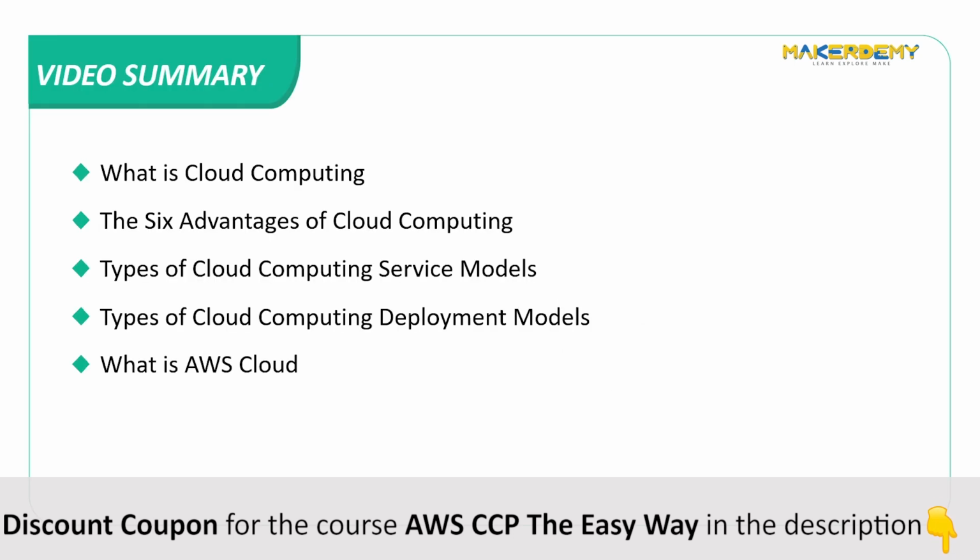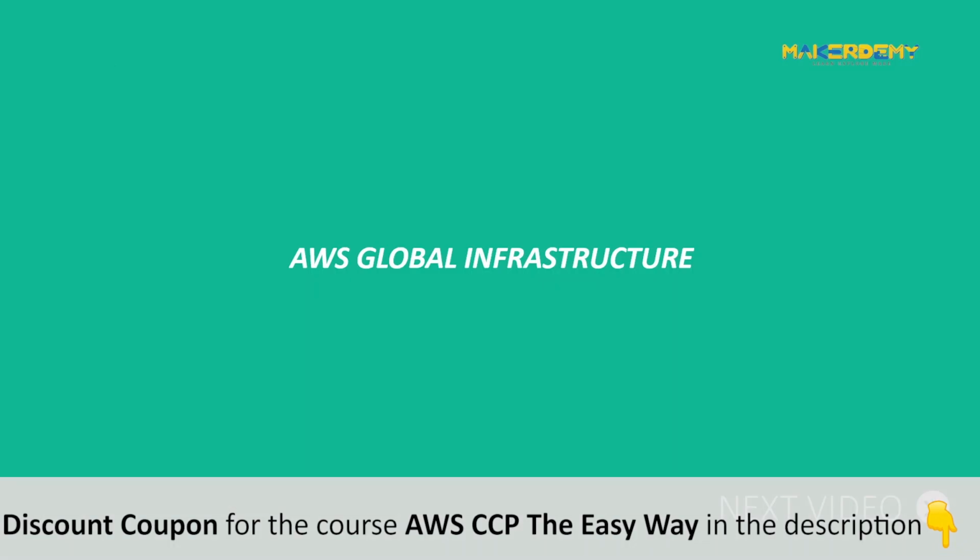Summary. In this video, we have covered the following topics. What is cloud computing? The 6 advantages of cloud computing, types of cloud computing service models, that is IaaS, PaaS, SaaS, types of cloud computing deployment models, that is public, on-premise, hybrid. What is AWS Cloud? In the next video, we will learn about AWS Global Infrastructure.